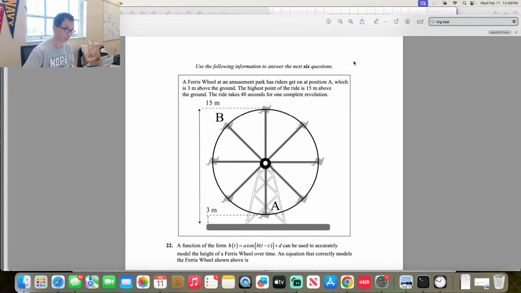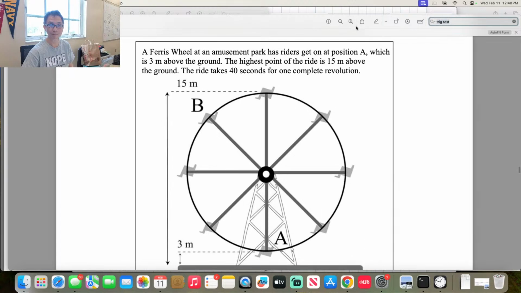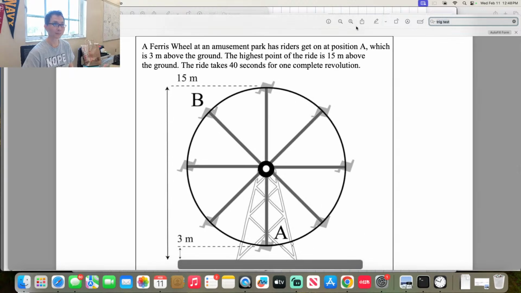Can I read it? Yeah, you can read it. A Ferris wheel at an amusement park has a rider get on at position A, which is 3 meters above the ground. The highest point of the ride is 15 meters above the ground. The ride takes 40 seconds for one complete revolution.